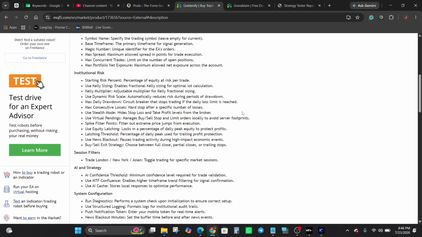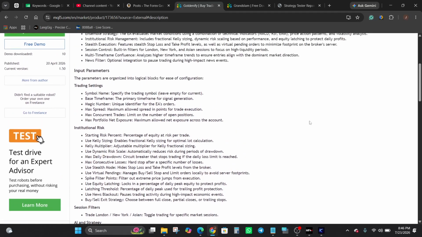Now, moving into the input parameters, Goldenify includes a pretty broad set of configuration blocks aimed at risk control and execution stealth. In the trading and risk settings, you'll find parameters like starting risk percent, fractional Kelly sizing, and a dynamic risk scale that automatically scales down risk during drawdown periods.